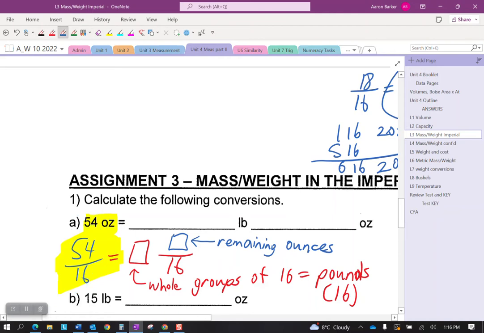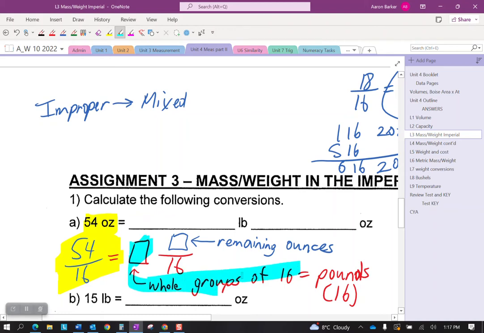And so what you're doing then is you're going to turn it into a mixed fraction. So you're going from an improper fraction out of 16, and you're converting it to a mixed fraction using all your mixed fraction skills. You're trying to figure out, number one, what's the mixed number? Which is how many whole groups of 16s are up front. That number in front equals your pounds.